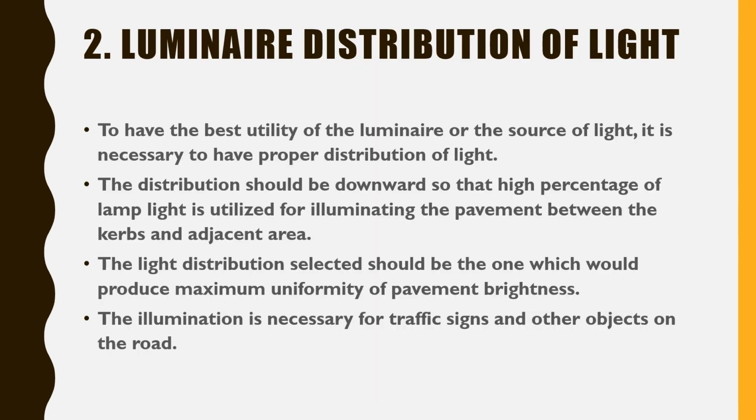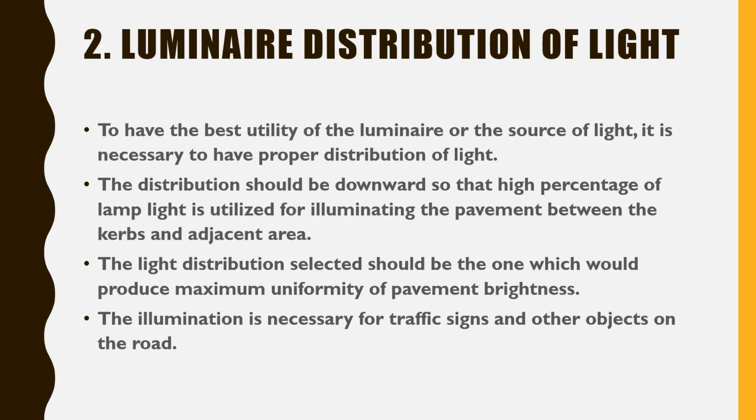Next, let us proceed to luminaire distribution of light. To have the best utility of the luminaire, or the source of light, it is necessary to have a proper distribution of light. The distribution should be downward so that a high percentage of lamp light is utilized for illuminating the pavement between the curbs and adjacent area. The light distribution selected should be the one which would produce maximum uniformity of pavement brightness. The illumination is necessary for traffic signs also and for other objects on the road, obviously.